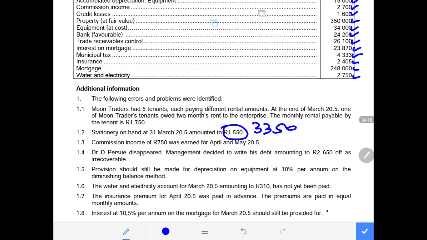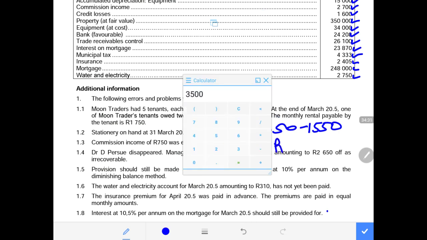The minute you use stationery, that becomes stationery used, which is an expense. The minute you use stationery, it becomes an expense. So hence we say minus 1,550, so that the difference from what was available during the year becomes what was used. In other words, 3,350 minus 1,550 means 1,800 will be the stationery that was used during the year. So be mindful of that.